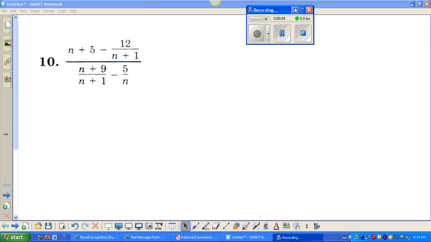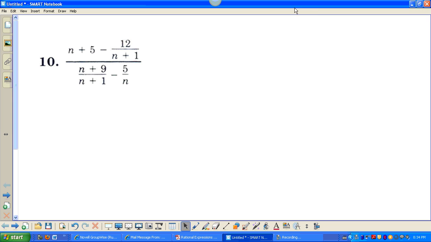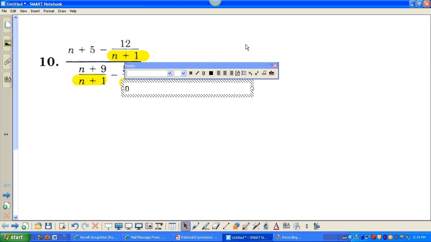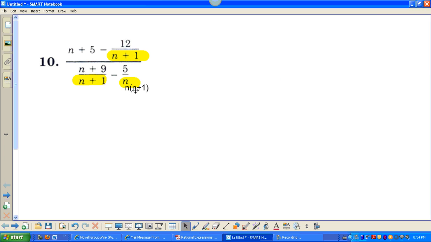I'm going to do it two ways because I don't know which way you're doing it. One way that you could do it is just look at the denominators. So I have n plus 1, I have an n plus 1, and I have an n. So the least common denominator of all of those is n times n plus 1. And what I could do is multiply that on the numerator and on the denominator.